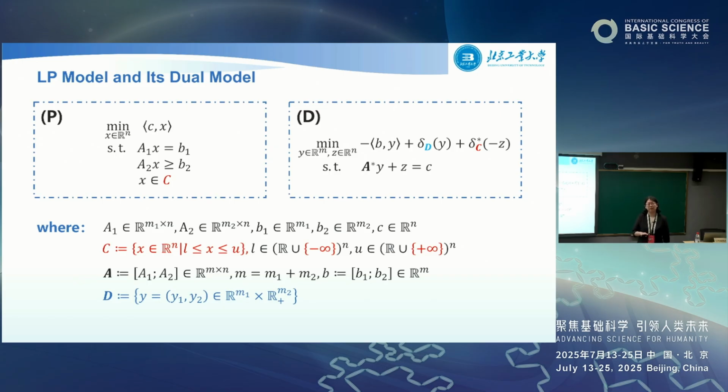If you are familiar with optimization, or if you have never learned anything about optimization, here we give a brief introduction to the linear programming model and its dual form. For linear programming, we have a linear function as the objective, and we have linear equality and inequality constraints. And here x is in a set which has an upper bound and a lower bound. And this one is the corresponding dual problem. I combine the matrices A1 and A2 into the matrix A. And here for y we have two parts, one in the whole space, the other in the first orthant.